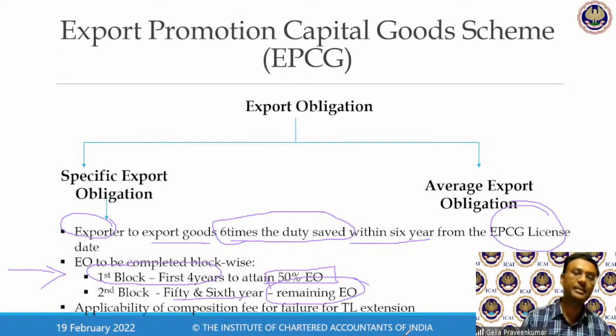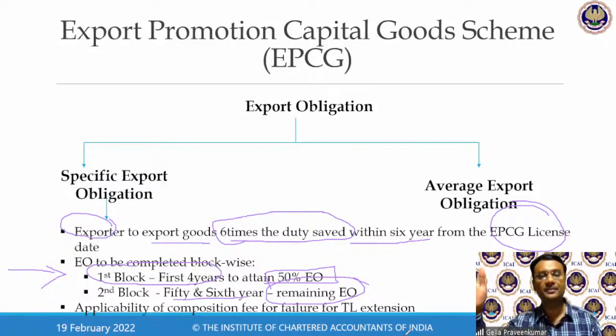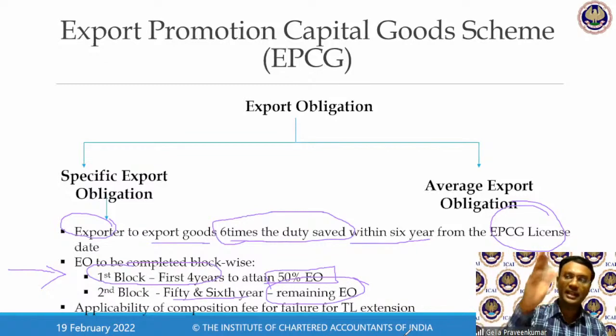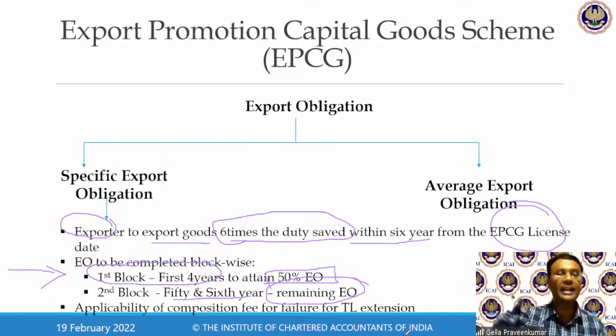Look at the way the policymaker has designed this. If you look at this concept of first block, second block, this is how they want to ensure it. They don't want you to sleep and be active only in 1 year. They want you to be active in a phased manner. Look, I've given an opportunity, slowly develop yourself. I'll give you 4 years to achieve 50% of the value. Once you have been given enough time, in the 5th and 6th year, become hyperactive and meet the remaining export obligation.